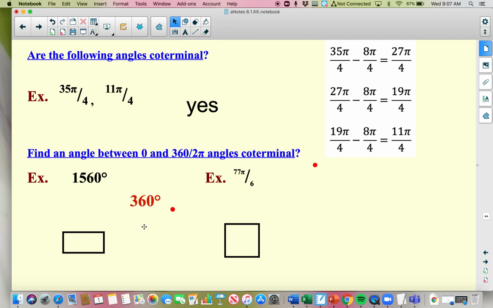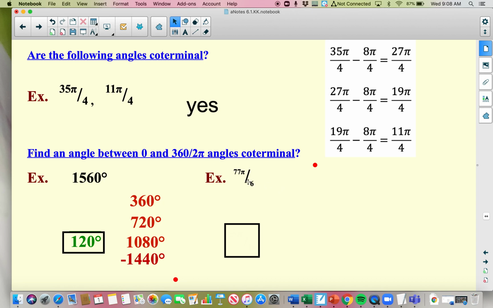So I'm just going to think of multiples of 360. So 360 times 2, 360 times 3, 360 times 4, and I'm going to stop there because if I take 1560 minus 1440, that brings me to 120 degrees, which is in between 0 and 360. So I know that 1560 and 120 are coterminal. So basically, again, you're just subtracting 360, subtracting 360, subtracting 360 until your angle is in between 0 and 360.